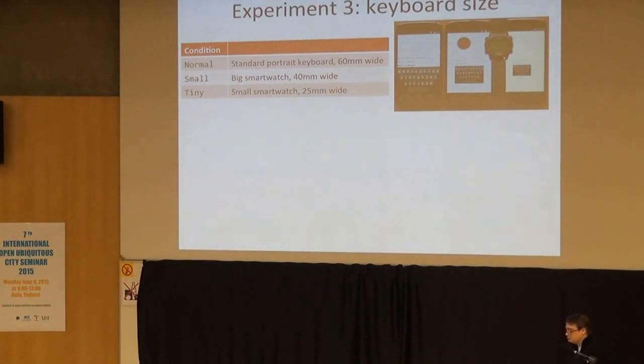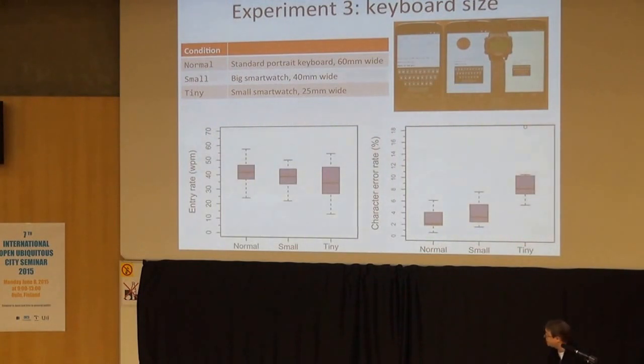Finally, we did this smartwatch thing. Smartwatches seem to be an obsession nowadays. So we tested basically 3 screen sizes. We have normal, small, and tiny. And they get progressively smaller. And these are the results. Basically, you can type at 40 words per minute on a smartwatch keyboard. So a 25 millimeter keyboard, just fine.